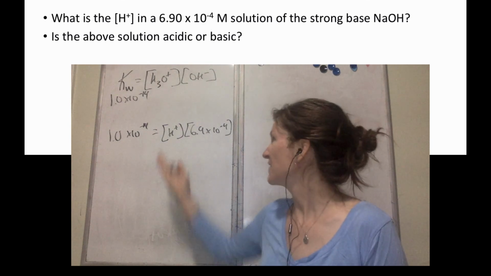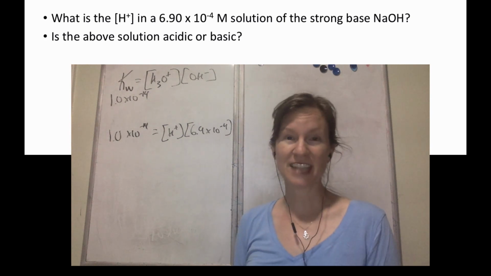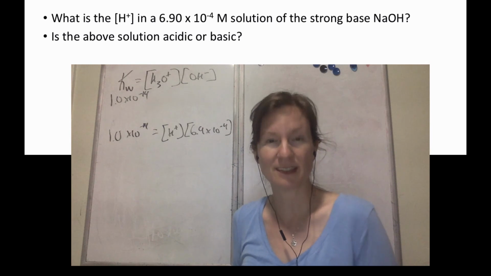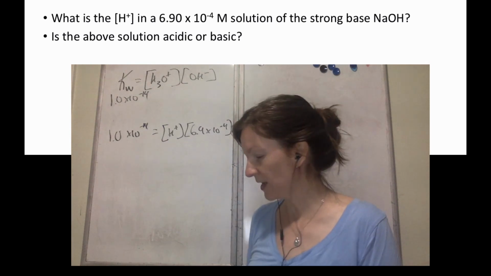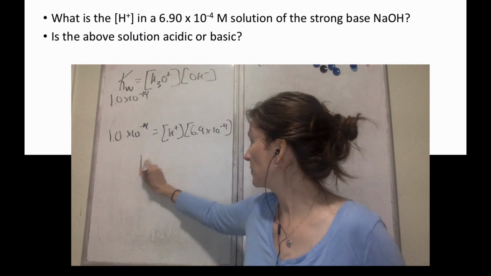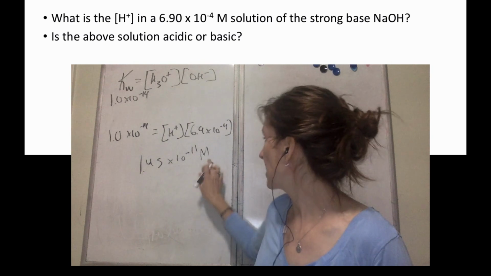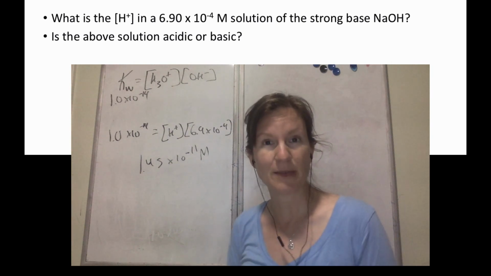Now the next one looks identical. I'm asking for the concentration of H plus when I give you the concentration of the base. Again, the question is, is this an acid or a base? Well, it's a base. I put base in, so that's how it's a base. End of sentence. To answer this, I'll divide it over. Again, when I do that in my calculator, I got 1.45 times 10 to the negative 11. That's a concentration, so that's big M. So those are your examples of Kw problems.